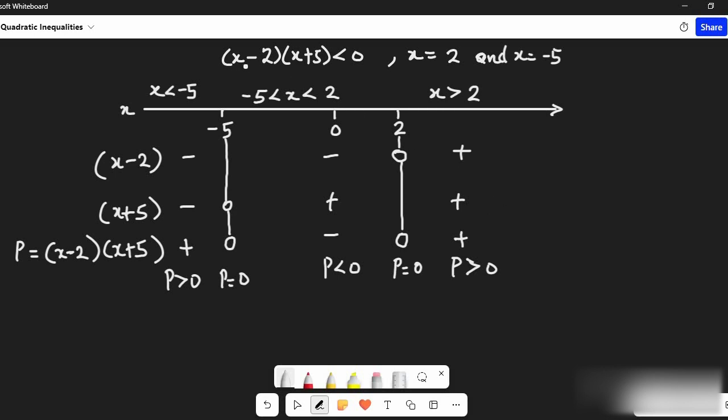Now, the inequality says that we should find the range of values of x for which the quadratic function is less than 0. Alright, so we see that the product is less than 0 here. So the solution to the inequality is minus 5 is less than x is less than 2. This is the answer.